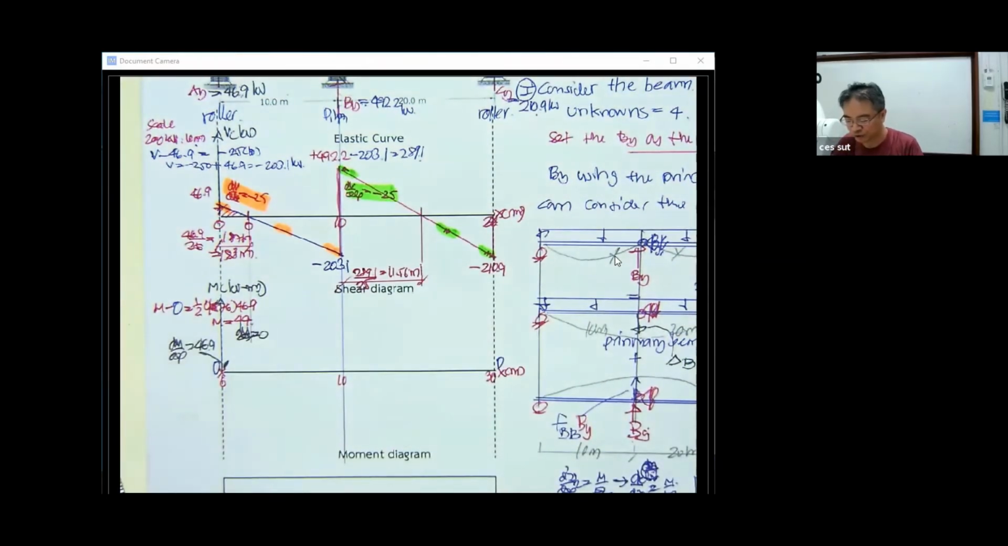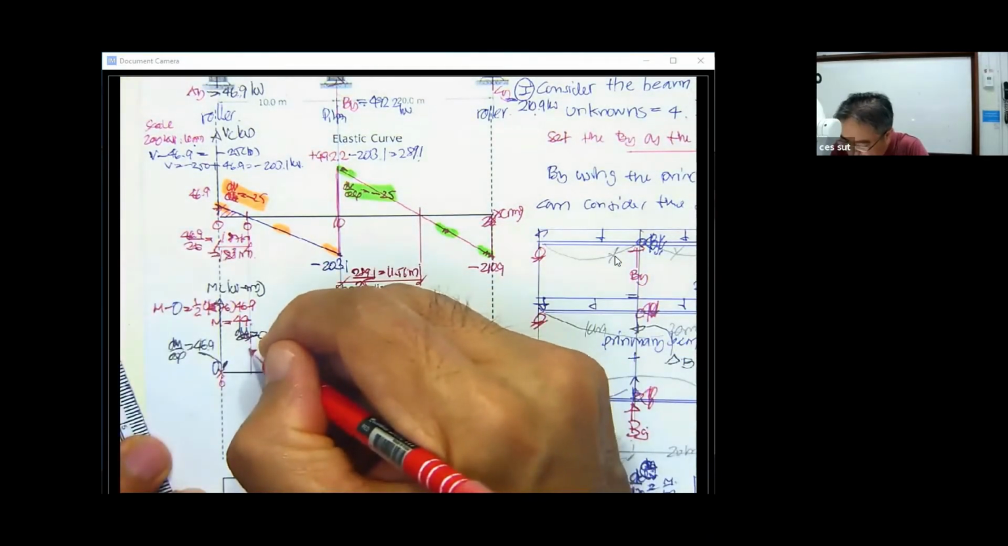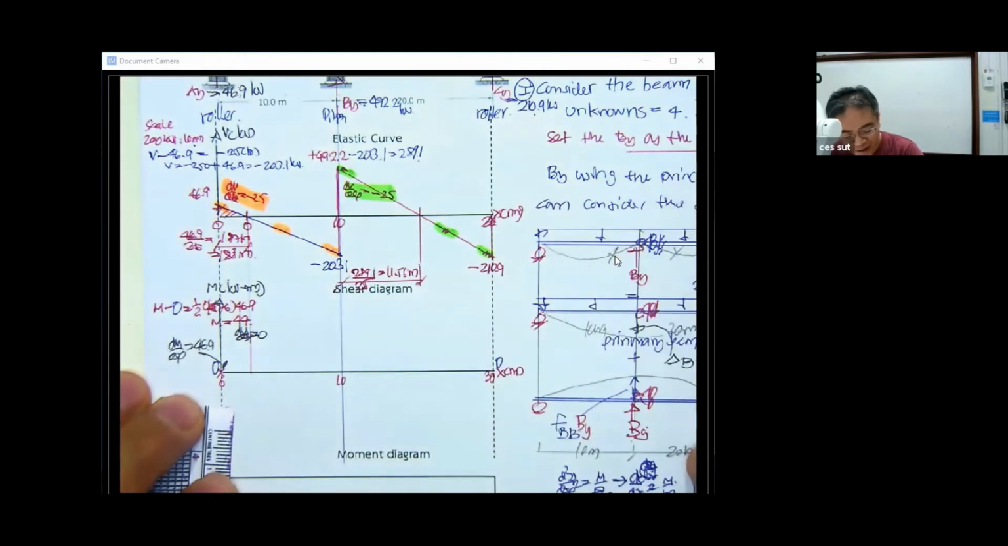It's going to be 46.9 times 1.876. This is about 43.992. Let's say this is going to be 43.992, and it's going to be very small.